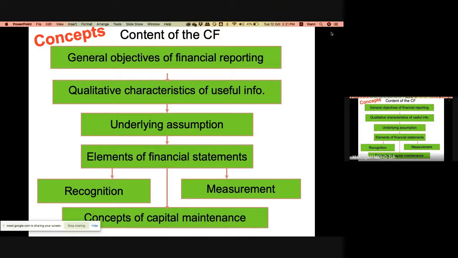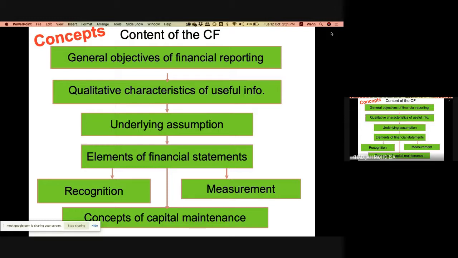Okay, the concept of the conceptual framework. What you have in the conceptual framework, number one, is the general objective of financial reporting. It should state the purpose of financial reporting. And then it tells you the qualitative characteristics of useful information. And whenever you have guidelines, you must have some underlying assumptions. It means that given a scenario, these are the assumptions that we have taken into place.